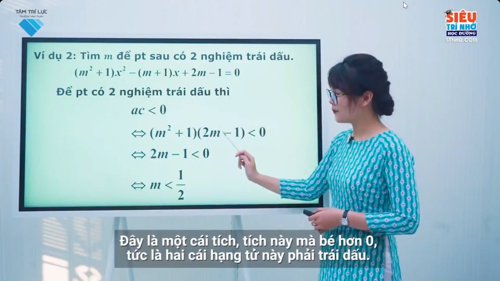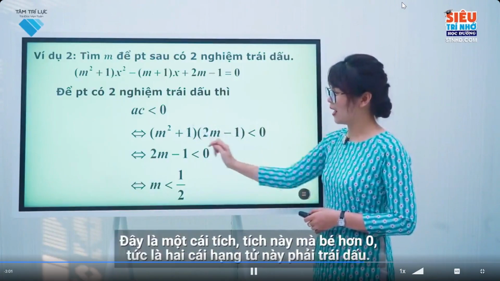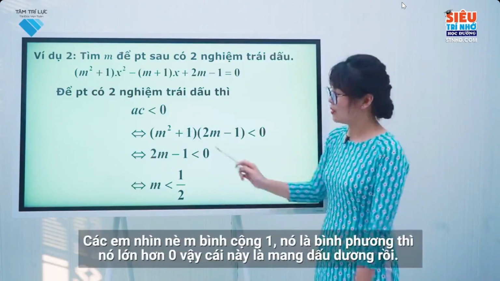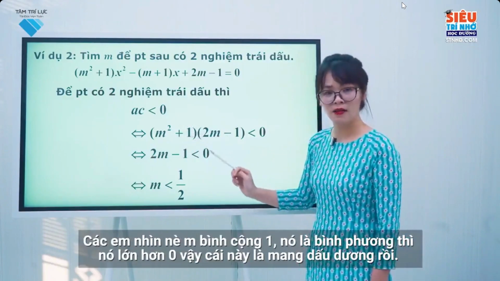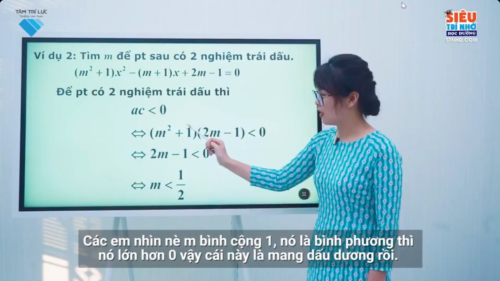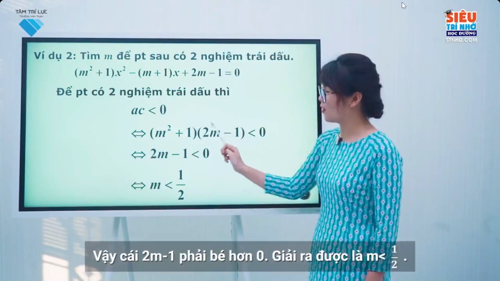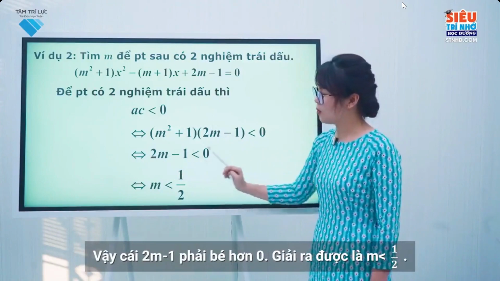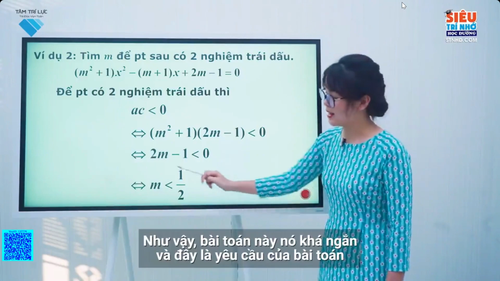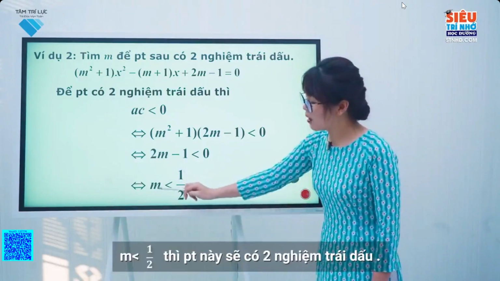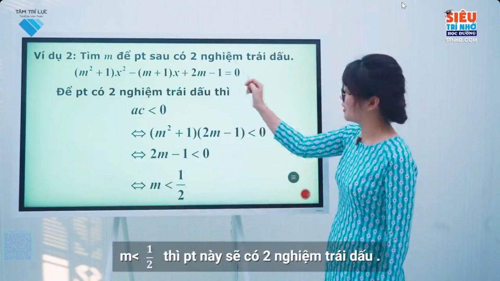So m squared plus 1 times 2m minus 1 is less than 0. This is a product that is less than 0, which means these two factors are of opposite signs. Look at m squared plus 1. It is a square, so it is greater than 0. Therefore, it is positive and 2m minus 1 is negative. Solve this inequality and we get m is less than 1/2. This exercise is quite short, and the conclusion is, if m is less than 1/2, this equation has two roots with opposite signs.